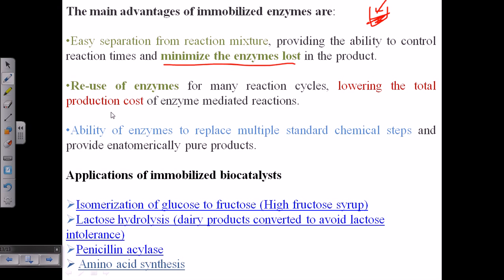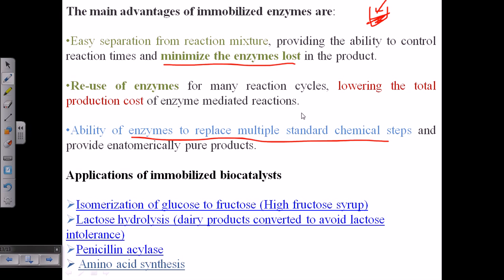The third point is the ability of the enzymes to replace multi-step chemical processes. If there are multiple chemical steps to be carried out, we need to add the enzymes various times during the reaction. It will be time consuming, and enzyme loss will occur. But if you utilize this immobilization technique, it can replace the multiple chemical steps by just one-time addition of the enzyme. Then whatever steps are done, the enzymes will be there to perform those steps.